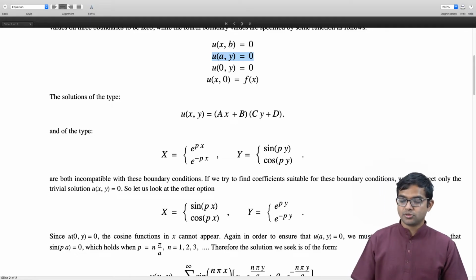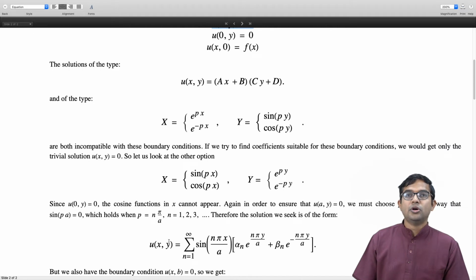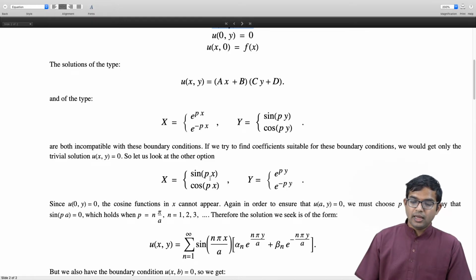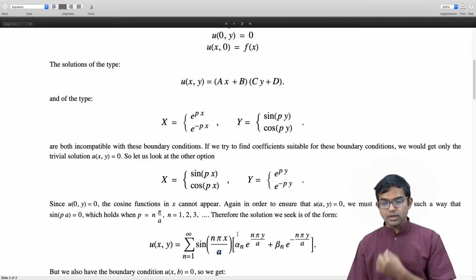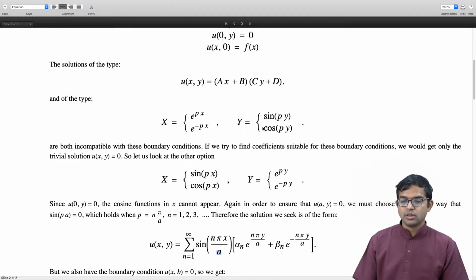Therefore the solution we seek is going to be of this form: u of x comma y is going to be in general a summation over n running from 1 all the way up to infinity, sine of n pi x by a. So already we have got a restriction on what P can be, so it's going to be n pi by a times x. Then we have these two different possibilities. We have both this positive exponential and exponential of a negative p times y. Both of these we have to keep track of. So there are these coefficients that will have some index n, alpha n and beta n: alpha n times e to the n pi y by a plus beta n times e to the minus n pi y by a.